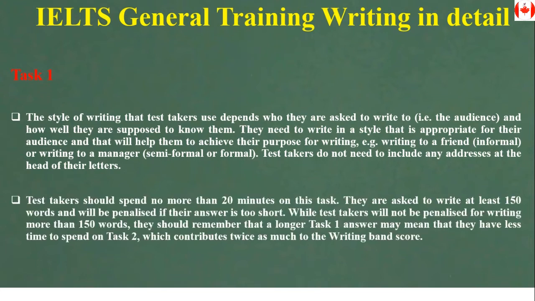You should spend no more than 20 minutes on this task. You are asked to write at least 150 words and will be penalized if your answer is too short. You will not be penalized for writing more than 150 words; it's at least 150 words. You should remember that a longer task 1 answer may mean that you have less time for task 2, which contributes twice as much to the writing band score. So task 2 has more score than task 1, so you have to spend only 20 minutes on the first task.